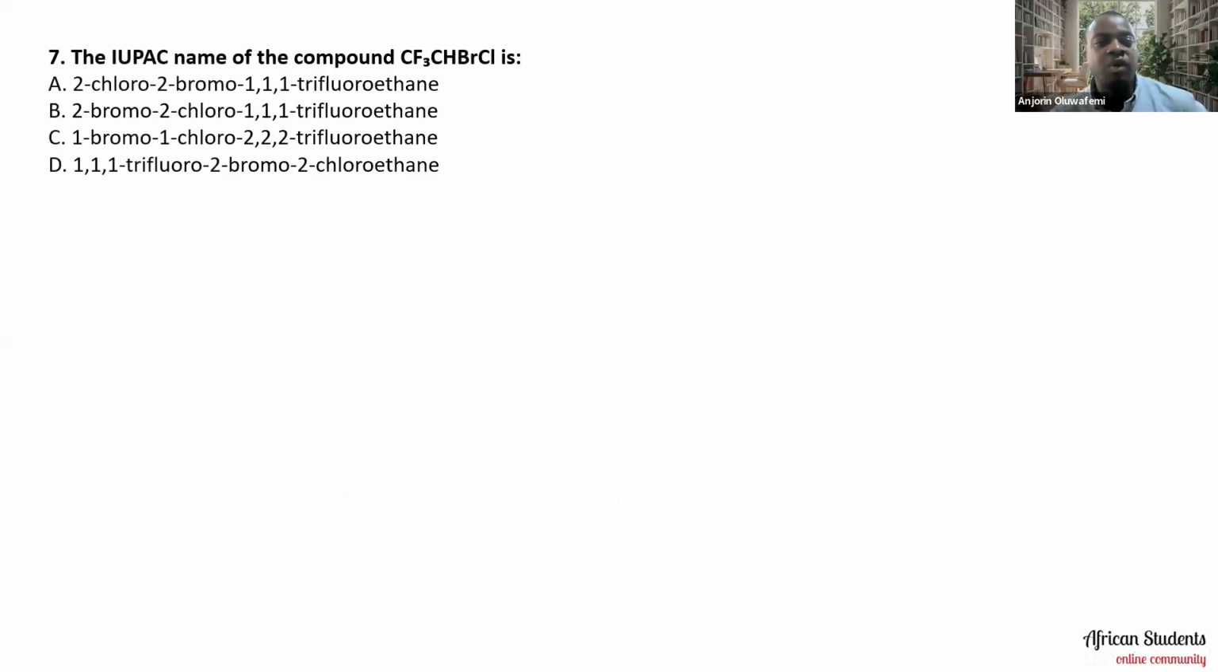Okay. All right, the next one says that the IUPAC name of the compound CF3CHBrCl is 2-chloro-2-bromo-1,1,1-trifluoroethane, 2-chloro-1,1,1-trifluoroethane, 1-bromo-1-chloro-2,2,2-trifluoroethane, or 1,1,1-trifluoro-2-bromo-2-chloroethane. Now, we have to be very careful when naming these.